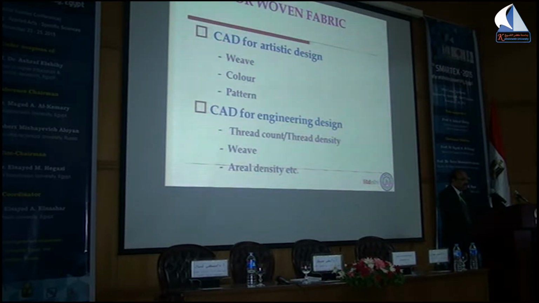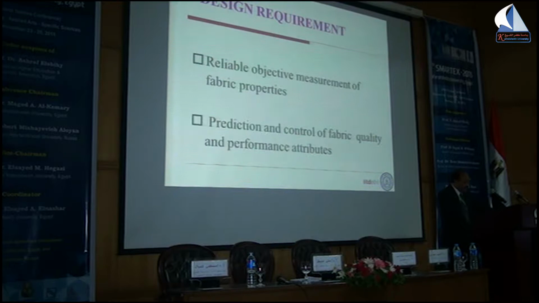Broadly in weaving, CAD is divided into 2 categories. One is CAD for artistic design, another is CAD for engineering design. So we are talking about CAD for engineering design, where we decide the raw material parameters, weave parameters, and the weaving process itself. So when we try to design a fabric, we first try to understand the objective measurement of fabric properties, because unless you know what properties we are intending for, it is difficult to decide the construction parameters, and it is also difficult to predict the properties required in the final fabric.